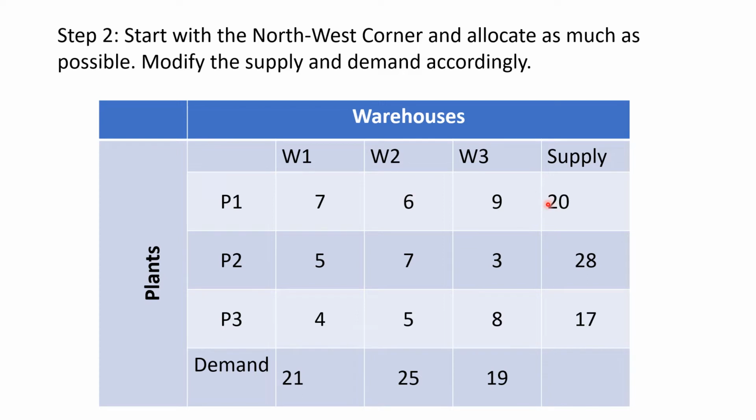What is the corresponding supply? Supply is 20. What is the corresponding demand? Demand is 21. Now can you tell me how much I can allocate to this cell? Yes, it should be the minimum of these two, 20 and 21. So the minimum is 20. So I will be able to allocate 20.